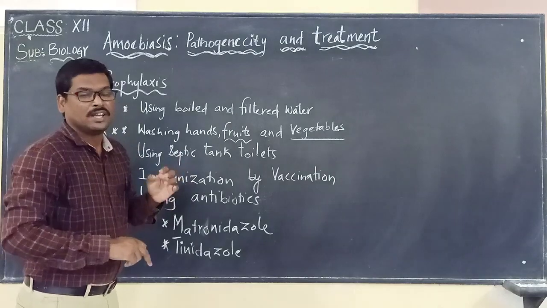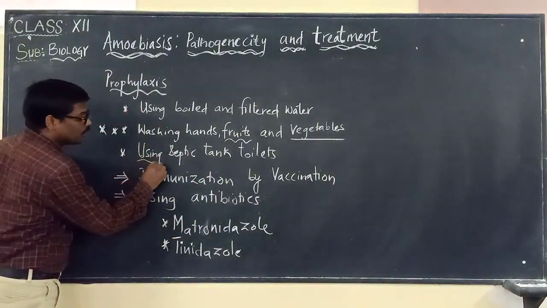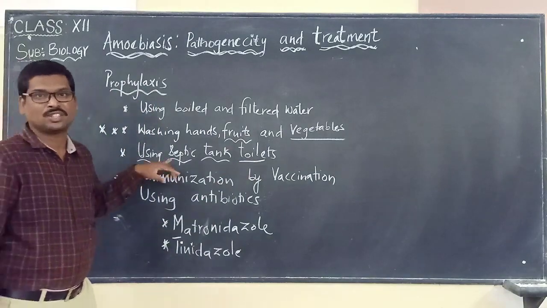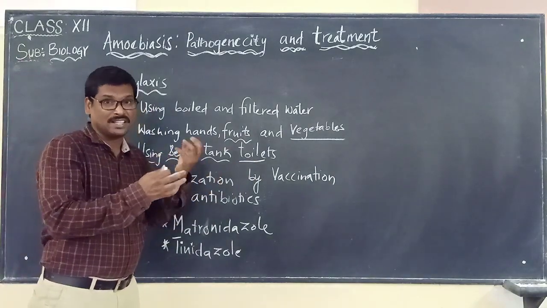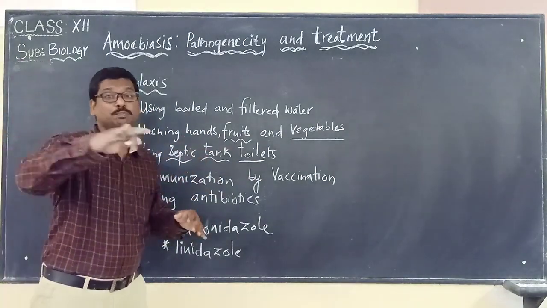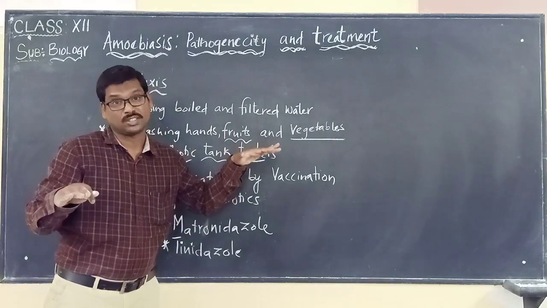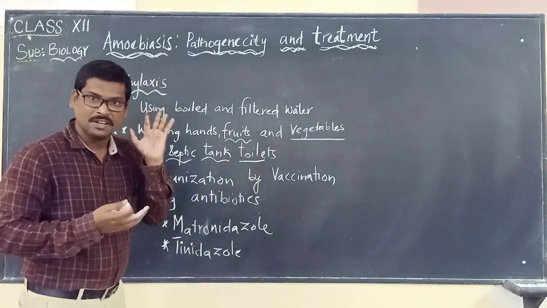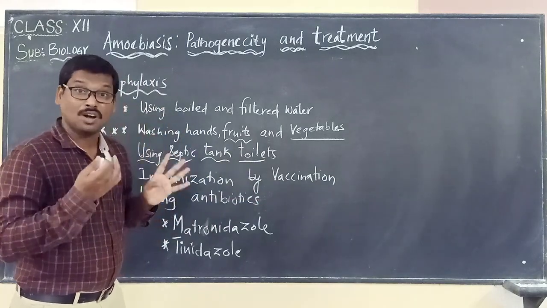So that's why we should always go for what? Using septic tank toilets. So that this disease-causing pathogen is not exposed on the surface of the soil, where it can be easily carried by mechanical vectors like flies and cockroaches.